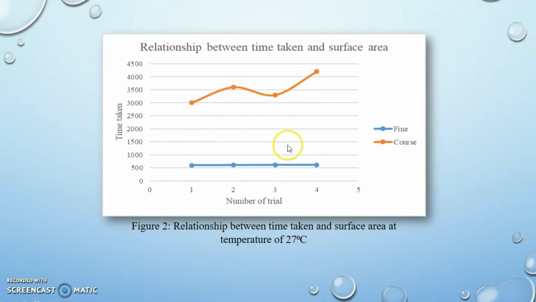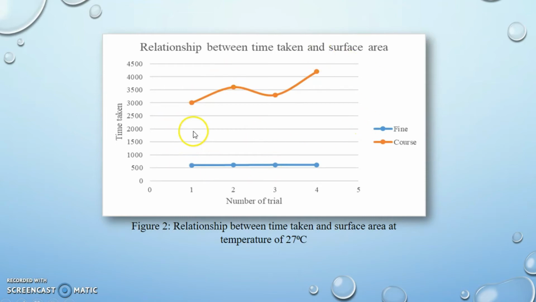This is because of the reduced surface area of fine salt, which means it has greater contact with water molecules, which increases the rate of reaction and decreases the time taken for the salt to dissolve. Furthermore, we can also see clearly in the graph that the data for each trial for fine salt is within the population, which means the value of each trial doesn't deviate much from one trial to another.